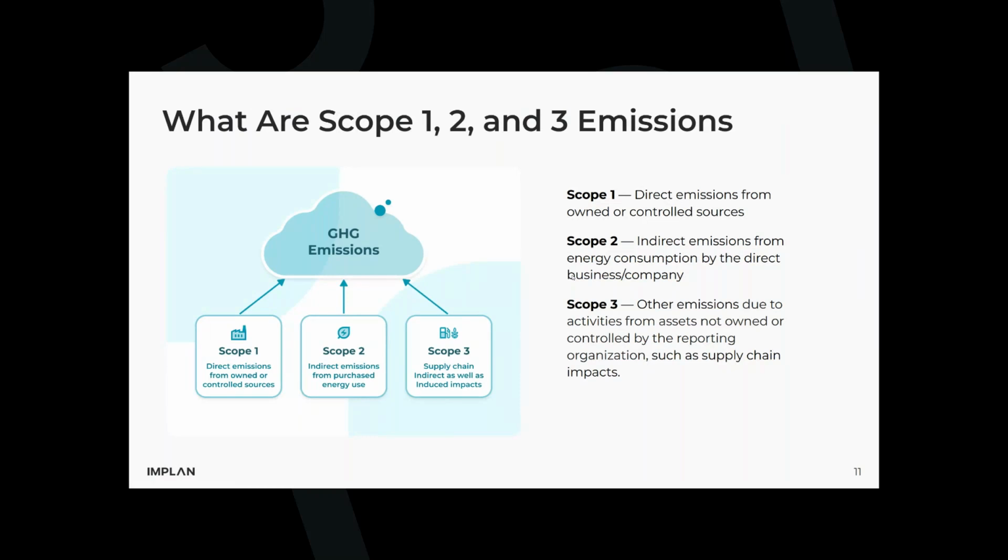So in IMPLAN, to recategorize direct, indirect, and induced, we had to do some manipulation and recategorization of our impacts. Scope 1 was really easy. That's a one-to-one relationship with direct. So we'll see an equal relationship with direct emissions and Scope 1 emissions.